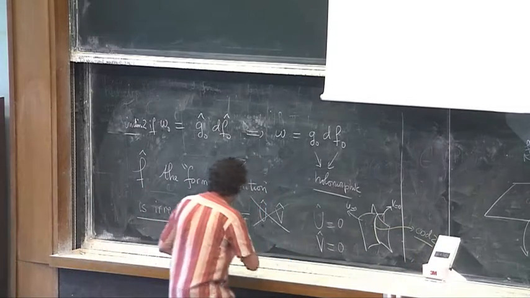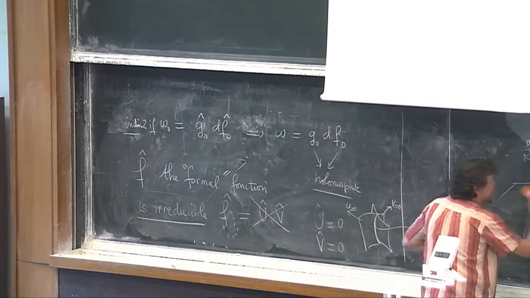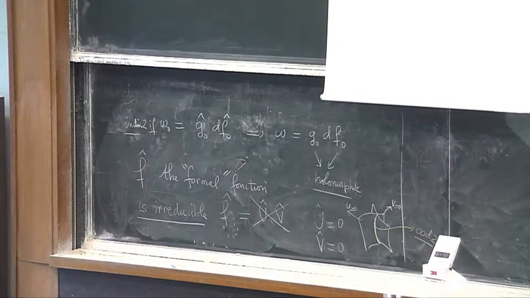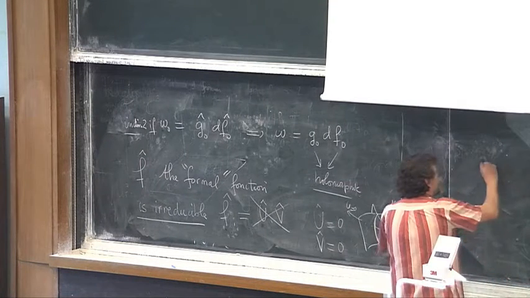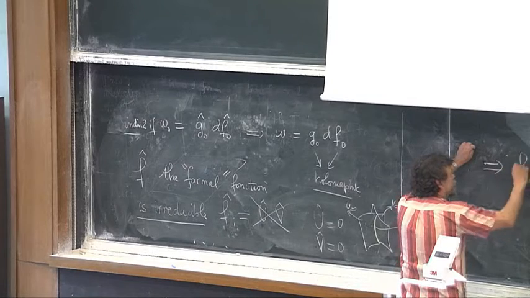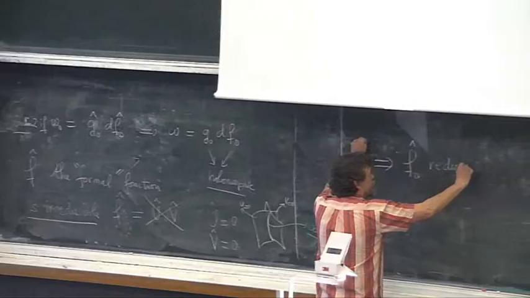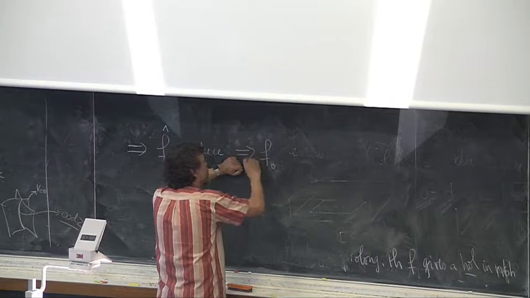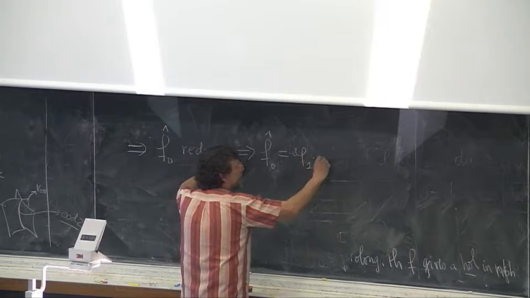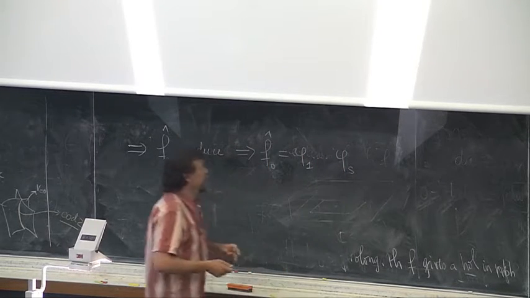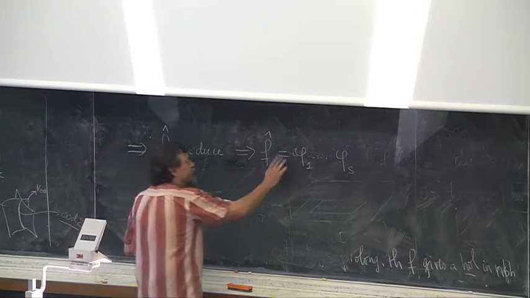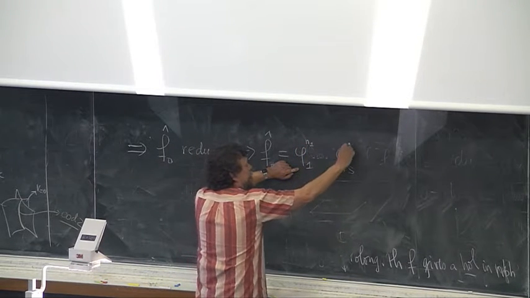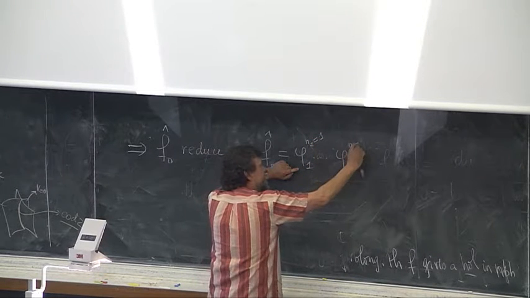It's in the big space. And this implies that the restriction is reduced. That means that if you write the decomposition in irreducible factors, like in polynomials, then the exponents here are 1. There is no multiplicity.